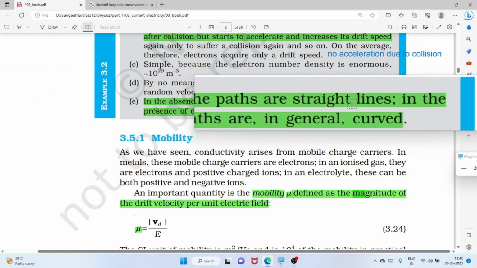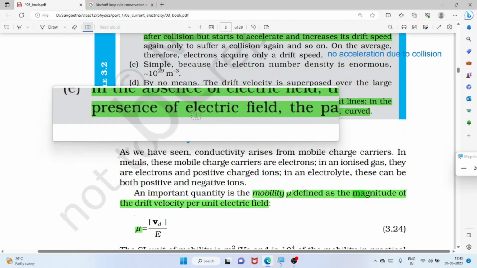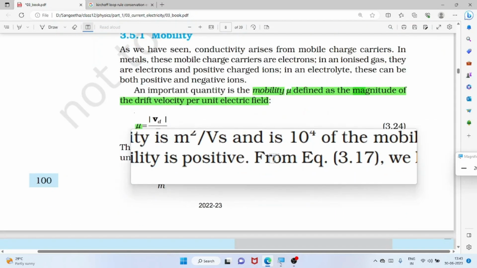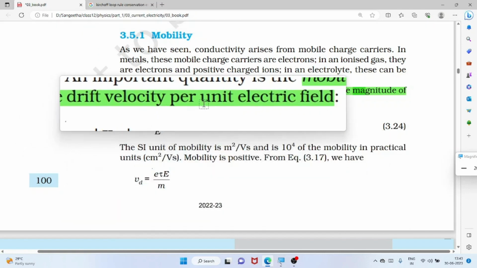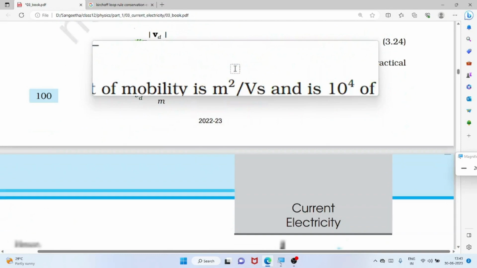In the absence of the electric field, the electron travels in a straight line, but in the presence of the electric field the paths are in general curved. The mobility is defined as the magnitude of drift velocity per unit electric field. Mobility is the magnitude of the drift velocity per unit electric field.